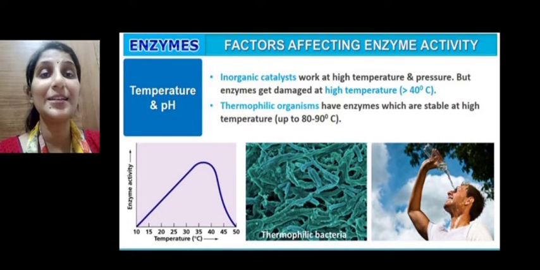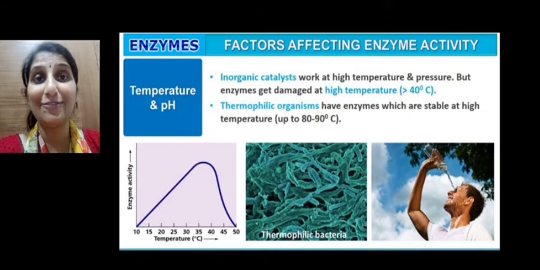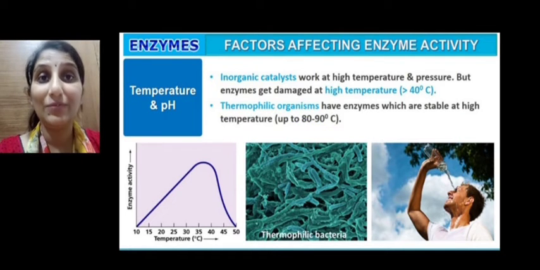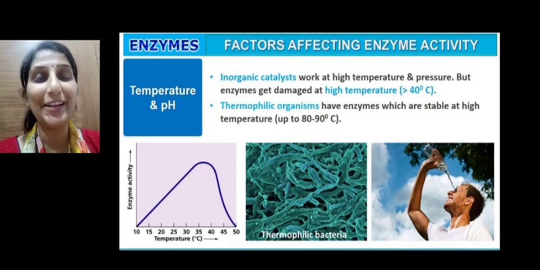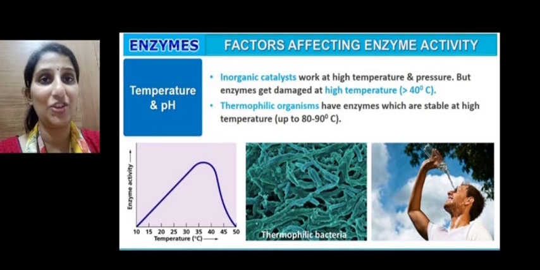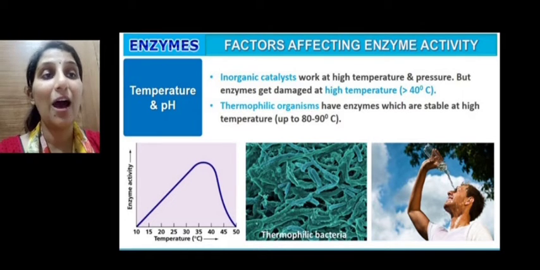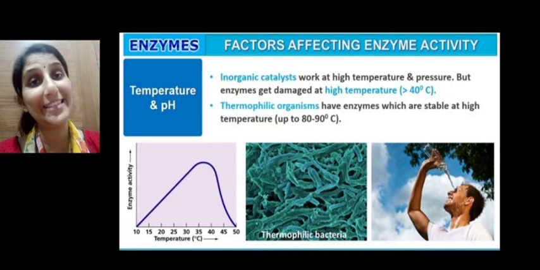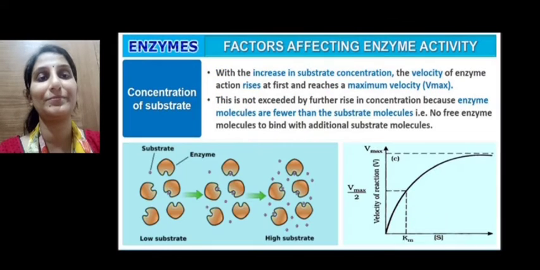Whereas there are certain organisms which can survive in high temperature, that is thermophilic organisms. They are adapted to survive in high temperature. That means their enzymes are stable at high temperature, that is greater than 80 to 90 degrees Celsius. Even at that temperature, in thermophilic organisms, the enzymes are active or functional.